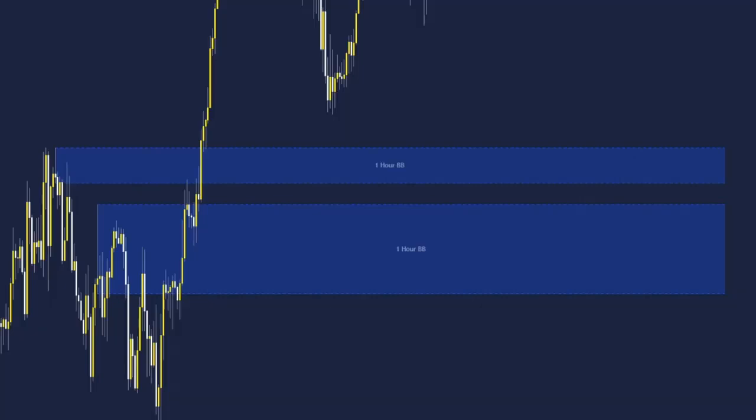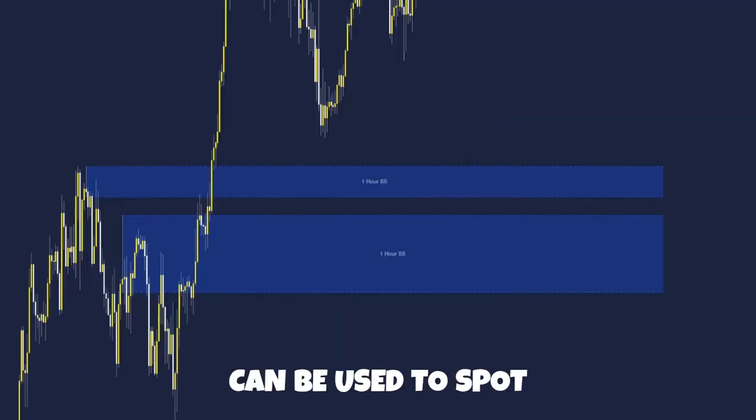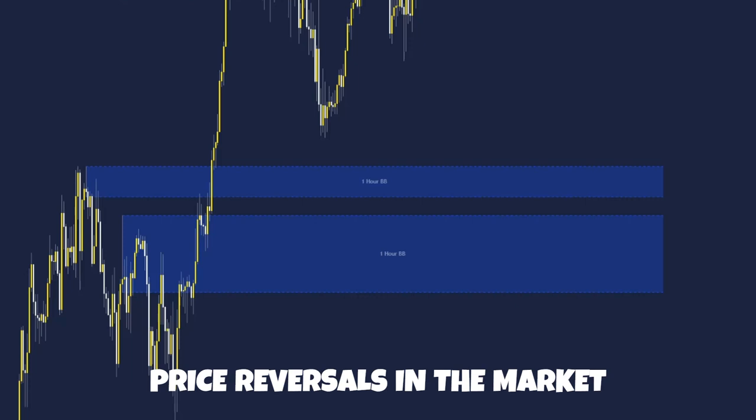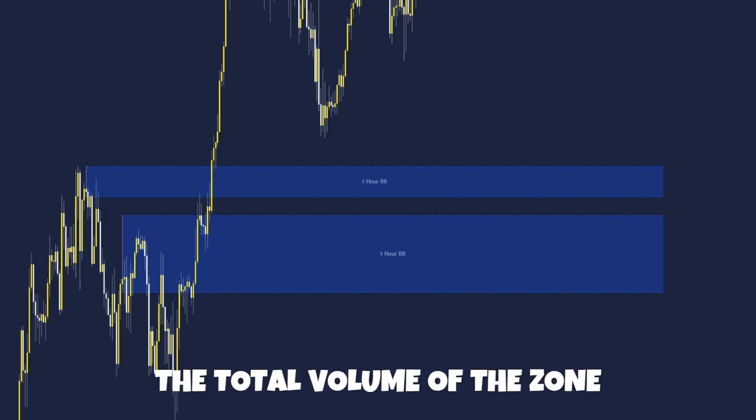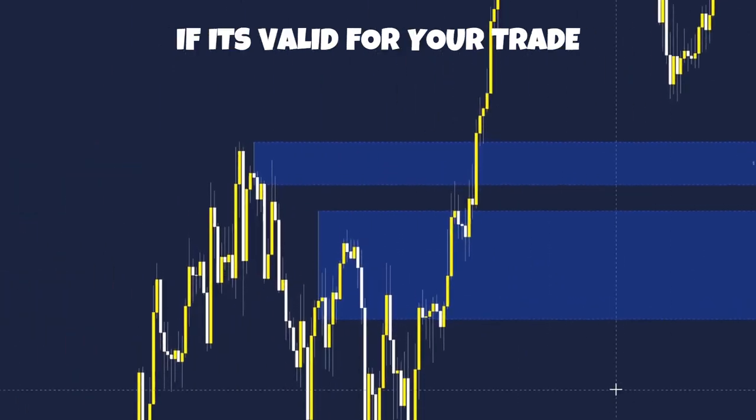In addition to this, there is a breaker blocks feature. These occur when the order block becomes invalidated. These breaker blocks can be used to spot price reversals in the market. These also show the total volume of the zone and will help you determine if it's valid for your trade.